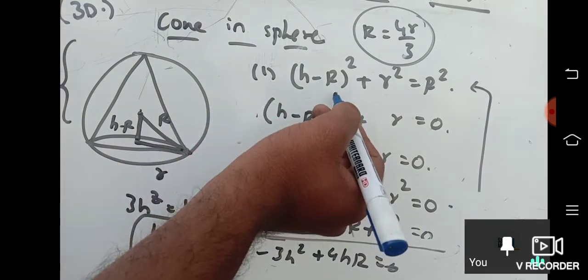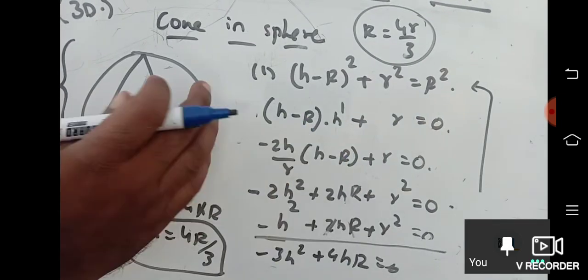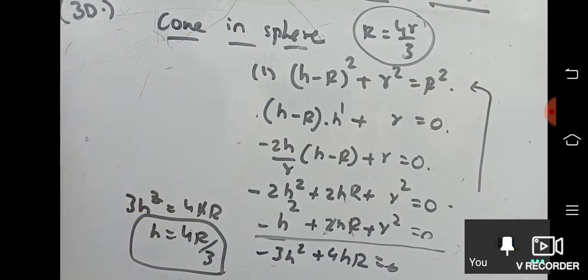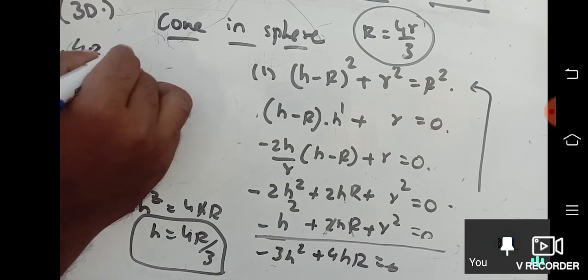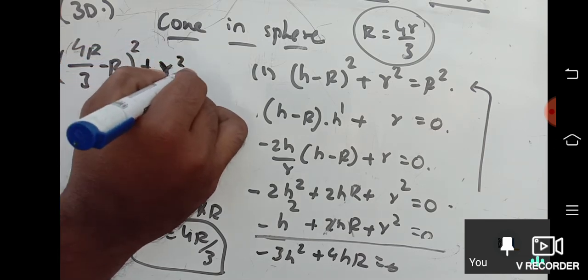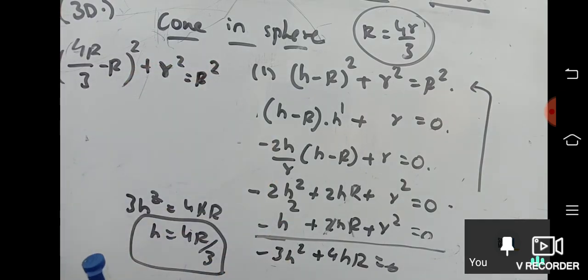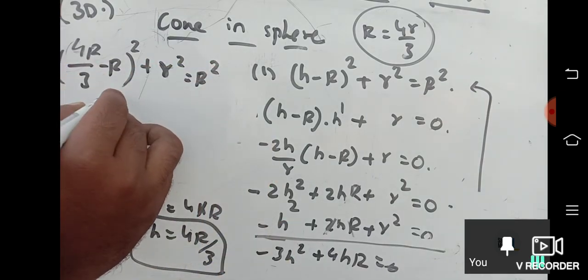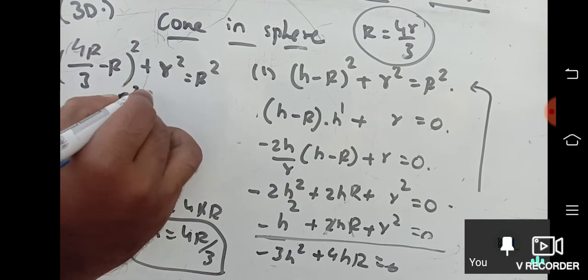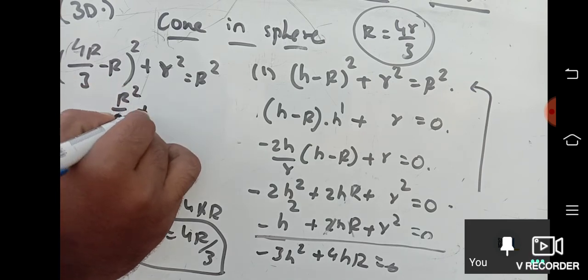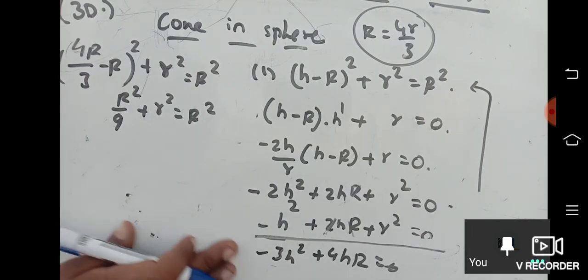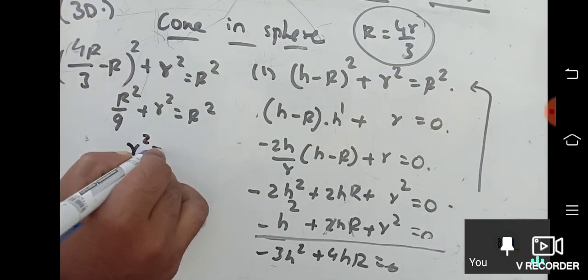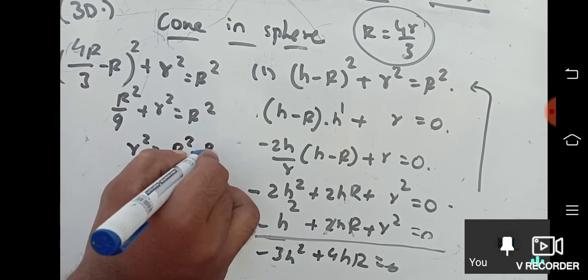So H is equal to 4 capital R by 3. If you substitute here in this equation, what will happen? Here we'll substitute: 4R by 3 minus capital R whole square plus small r square is equal to capital R square. Next, 4R by 3 minus R by 3 whole square, that is R square by 9, plus small r square is equal to capital R square. Correct? Next, what will happen? R square minus r square by 9.